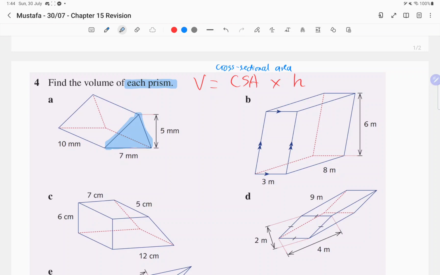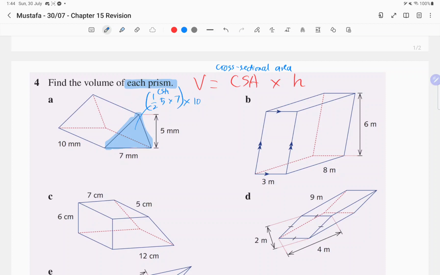What's the area of a triangle? 17.5. So it's half times 5 times 7, and that's the area. And then you need to times it by the height, which is 10. Does that make sense? So this is the cross-sectional area of this shape, which is a triangle.